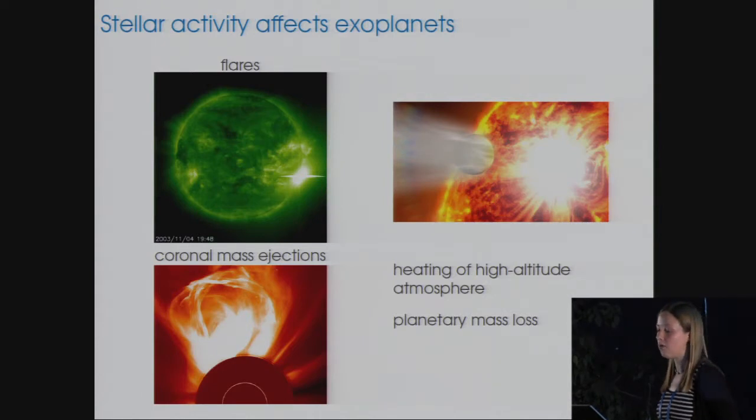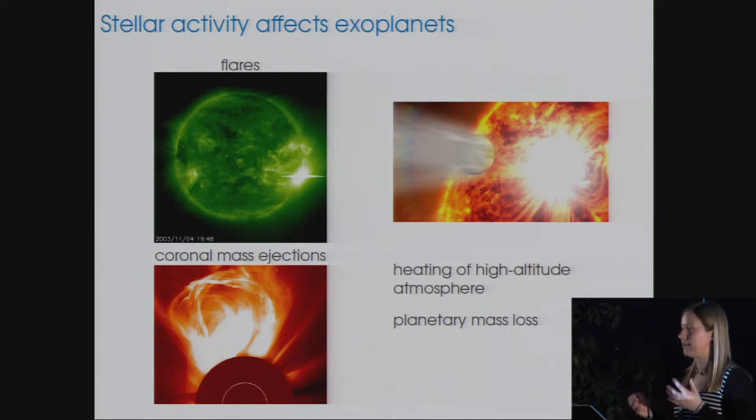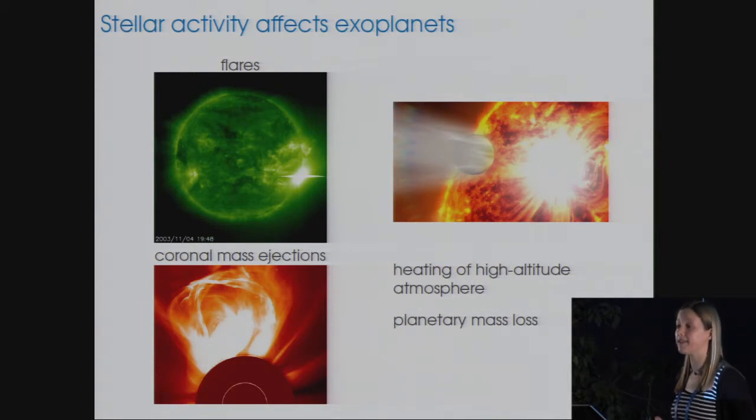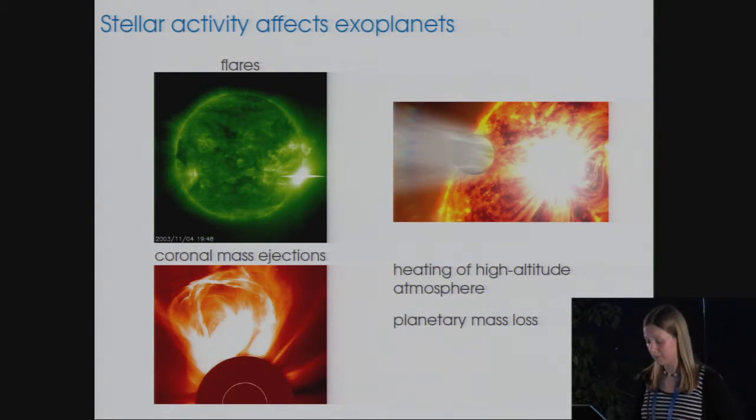Now I would like to talk for a little bit about the other direction of the interaction between stars and exoplanets, because stellar activity does affect the exoplanets, of course. We have effects like stellar flares, we have coronal mass ejections, and of course we have the stellar high-energy emission that impinges onto the exoplanetary atmosphere, and there we have heating of the high-altitude layers, and we can have quite substantial planetary mass loss that has been observed in a couple of cases.